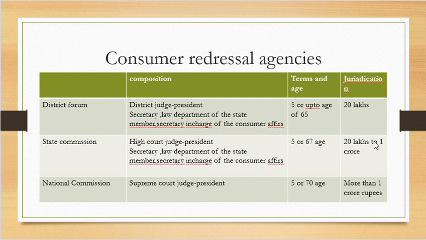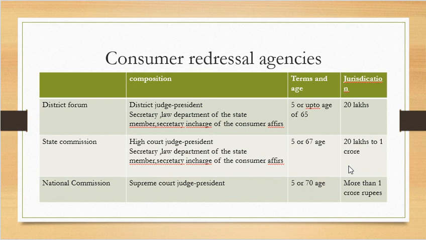It basically considers the value of the goods or services and the compensation which exceeds 20 lakhs and is below 1 crore. It hears appeals against the orders of the district forum within the state, and it also calls for the records and passes appropriate orders in any case of consumer dispute which is pending before or has been decided by a district forum within the state, where it appears to the state government that such district forum has exercised a jurisdiction which is not vested by the law.